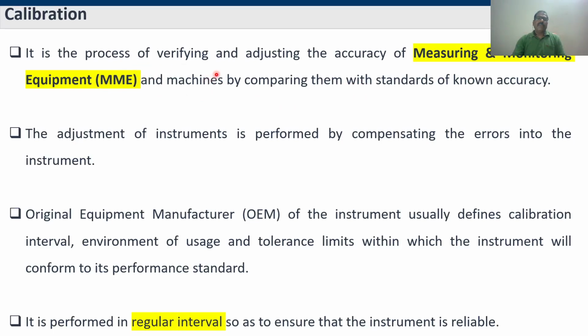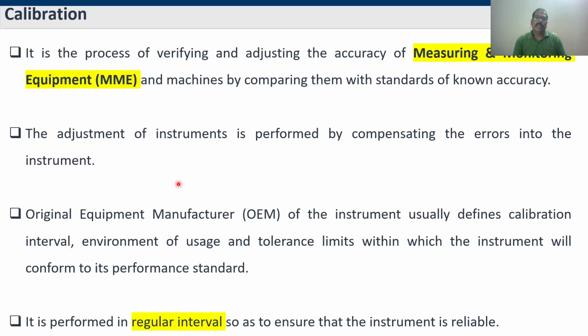It is the process of verifying and adjusting the accuracy of measuring and monitoring equipment and machines by comparing them with standards of known accuracy. So if we measure, monitor and verify against a known standard accuracy and adjust accordingly, then that process is called calibration. The adjustment of the instrument is performed by compensating the errors into the instrument. Once we do the verification process, we get some value. That value needs to be compensated into the instrument so that we can get good readings.